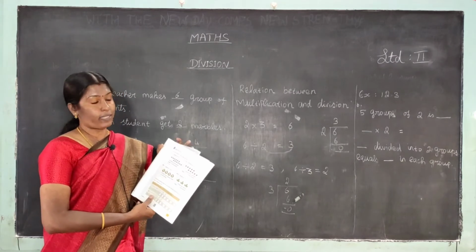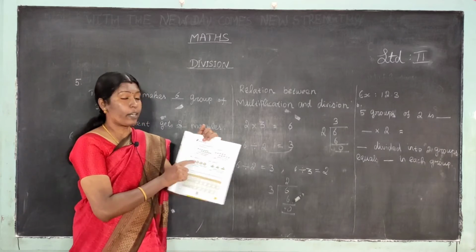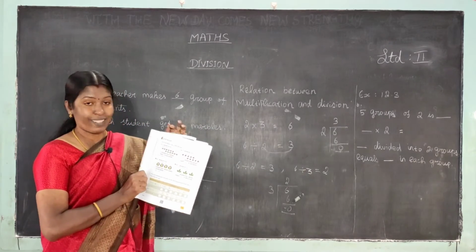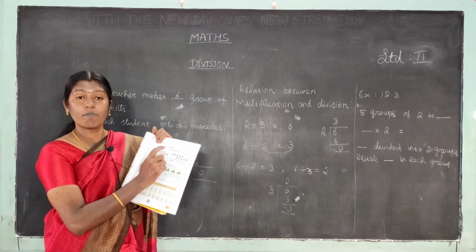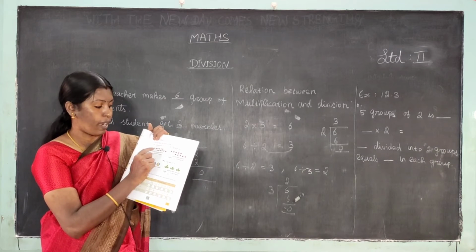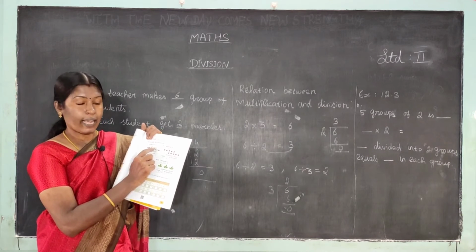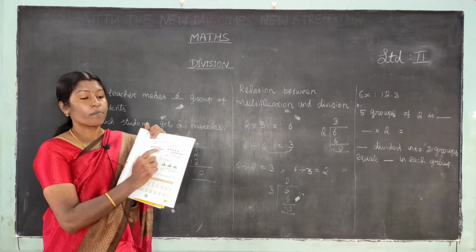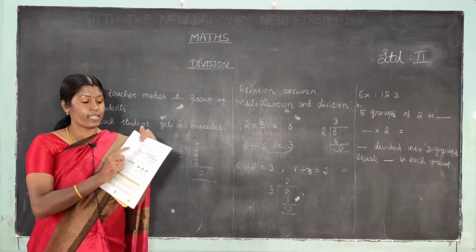Exercise 12.3. Same thing, just read it. One work is already done for you. Here you see butterflies, what beautiful butterflies. First you see 2 groups of 6 is 12. How many butterflies are there? 1, 2, 3, 4, 5, 6, 7, 8, 9, 10, 11, 12. The total number of butterflies is 12.